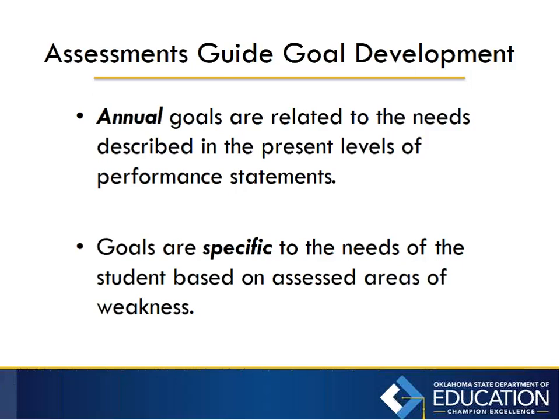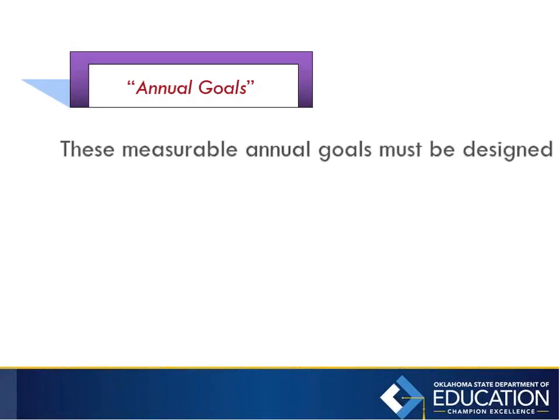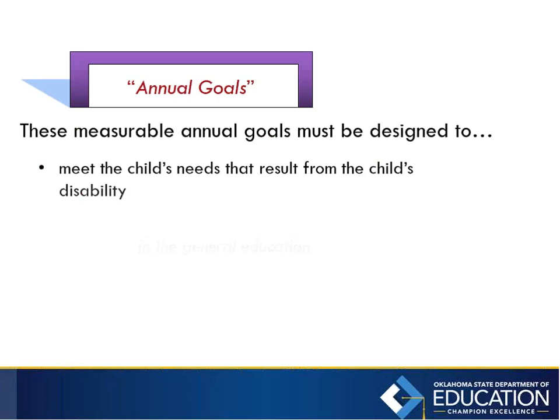Annual goals are related to the needs described in the present levels of performance, and goals are specific to the needs of the student based on assessment areas of weakness. So if, like I said, Sally struggles in reading, that's great, but where does she struggle in reading? Is it fluency, comprehension, phonemic awareness, long vowels, short vowels? Really break it apart and see what part of reading she is struggling with that we need to work towards, and use that to write your goals. Then it would be easier to write measurable goals because you know exactly what you're going to do.